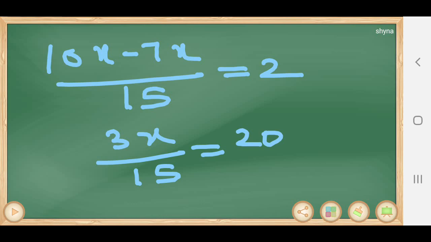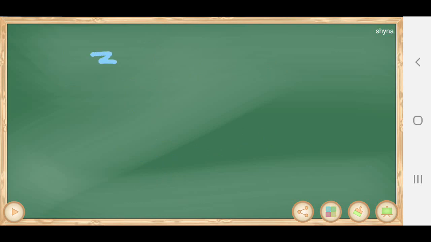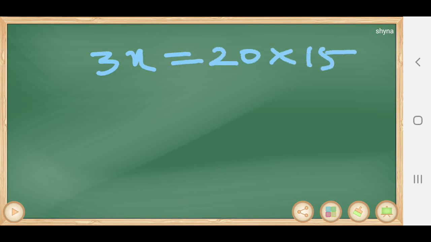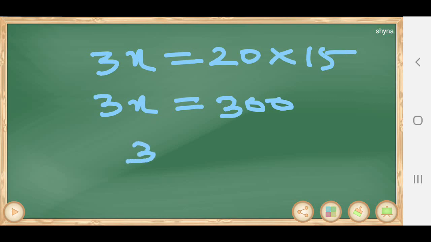Then 3x equal to 2 into 15, which while transposing becomes multiplication. So 3x equal to 2 into 15. What is 2 into 15? 30. 3x equal to 30. Then what is x?